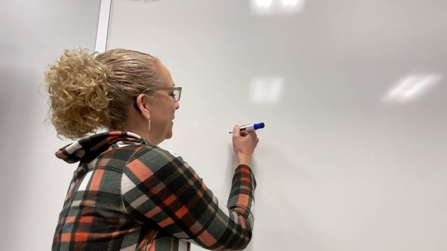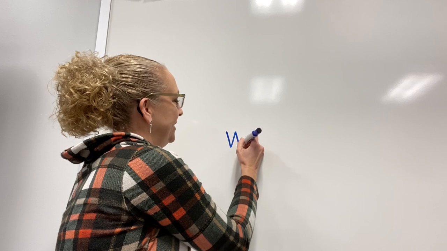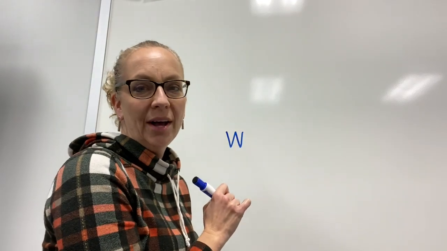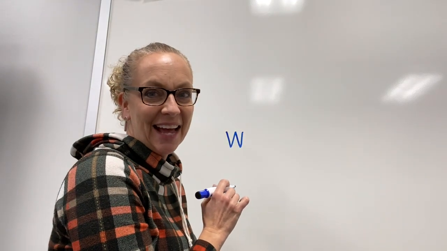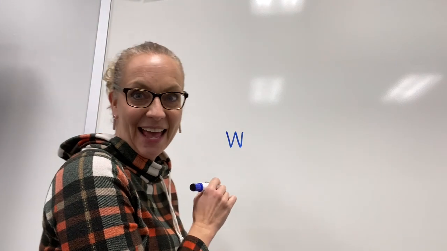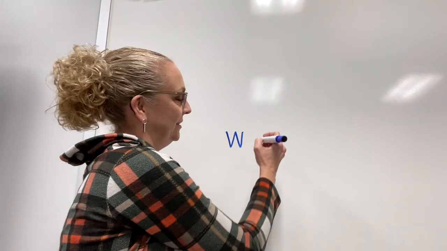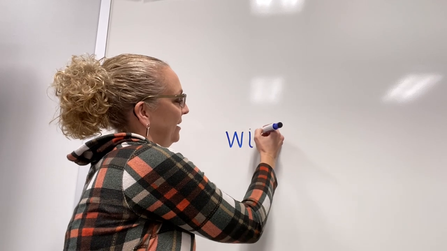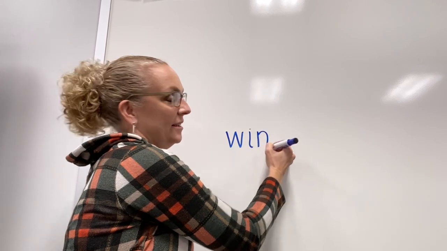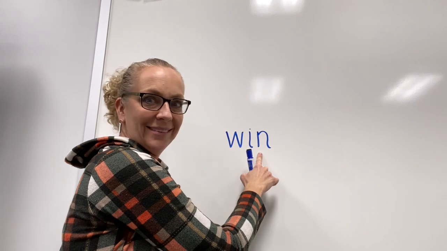I wanted to write the word winter on the board. Will you help me spell it? Great. So let's say the word winter and listen to the first sound that we hear. Winter. W, w, w. Do you know what letter says w? W. So I'm going to write a W down. In. I actually hear the word in, and in is spelled I-N. So far we have win.